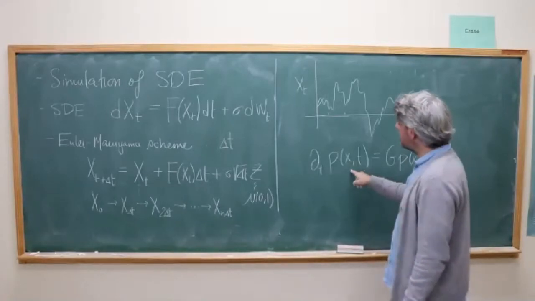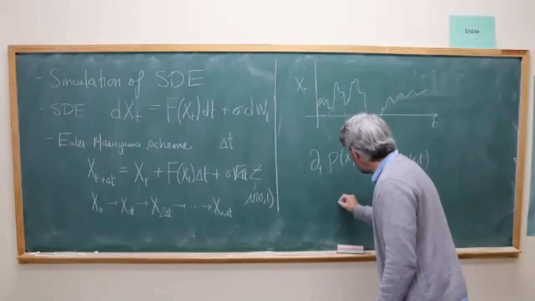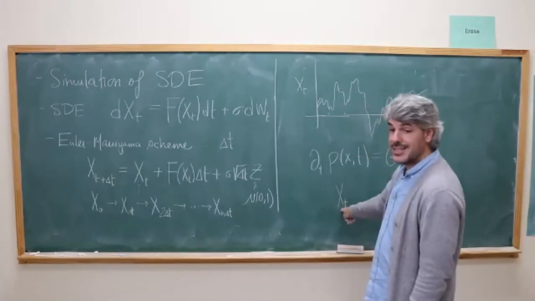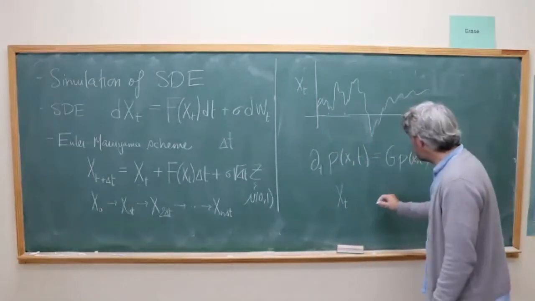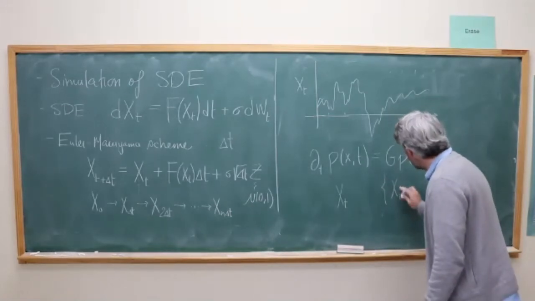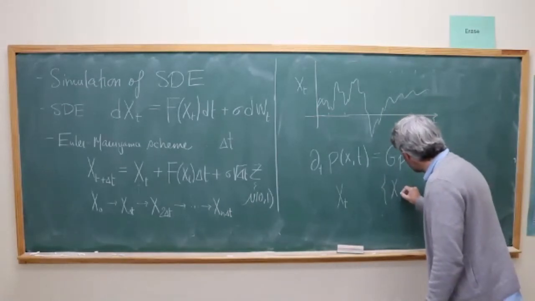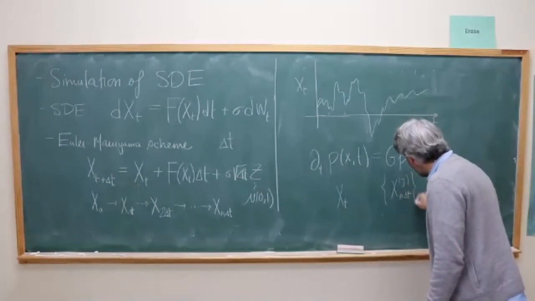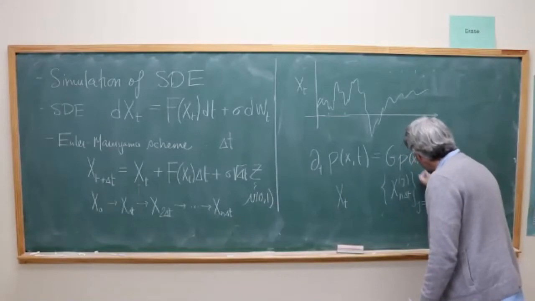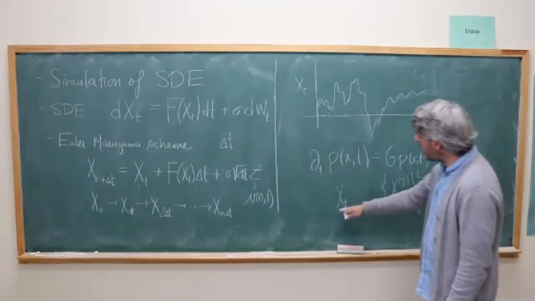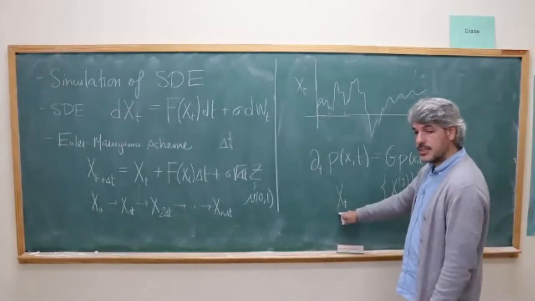If I want to simulate that distribution, what I need is a sample of many points representing that state. So I need to simulate the process up to that time and collect many samples. So suppose here this is my time. I'm going to have here n times delta t. I'm going to have many samples of values. I'm going to have L of them. This sample represents the state of the process at the time t.